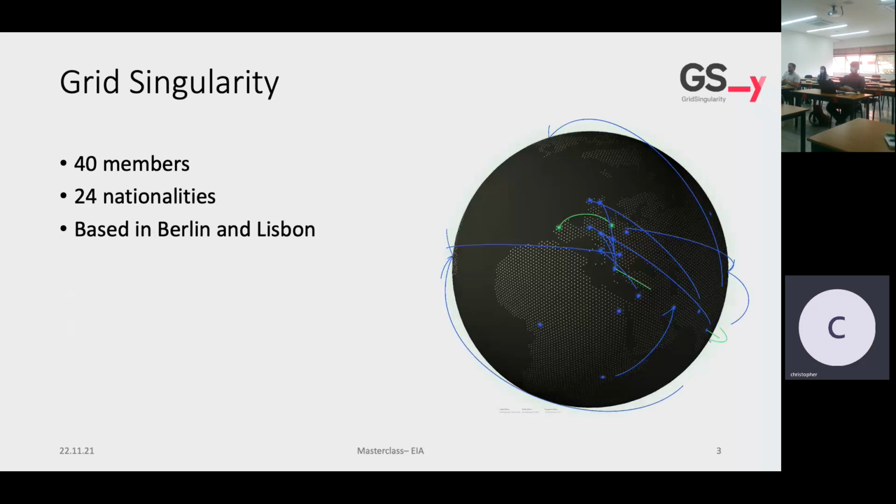So Grid Singularity is an energy startup based in Berlin and in Lisbon. We have 40 different members with a lot of different nationalities. We have a total of 24 different nationalities. A lot of people are also working remotely, which represents the decentralization that we are aiming for in the end.